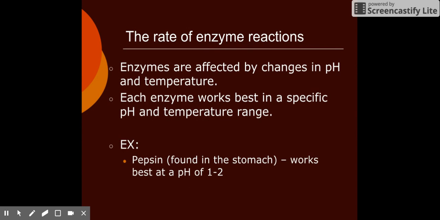Enzymes are affected by changes in pH, which is like the acidity level, and also by temperature. There are other things too, but you'll see in the lab we're going to do in class that we're going to focus on pH and temperature. Each enzyme is going to work best in a specific pH and temperature range for that particular enzyme. This is related to where it is in the body. And so an example here is pepsin is found in the stomach, and it works best at a pH of 1 to 2. That's your pH level that's in your stomach in order to digest foods. So this particular enzyme will work best at that pH level.